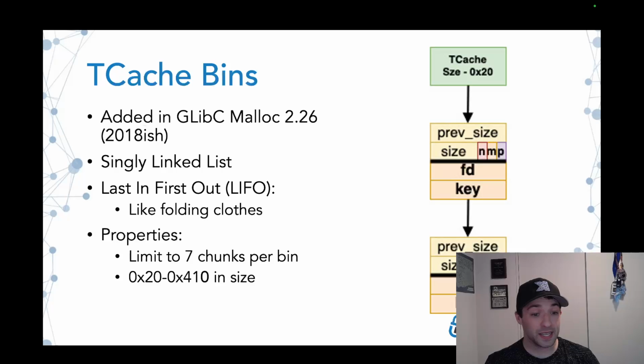Now, there's not just one T-cache bin. There is a single T-cache bin for each size of T-cache. This ranges from hex 20, hex 30, hex 40, all the way up to hex 410 in size. Unlike other bins, the T-cache is limited in the amount of chunks that can be in it, at 7 chunks.